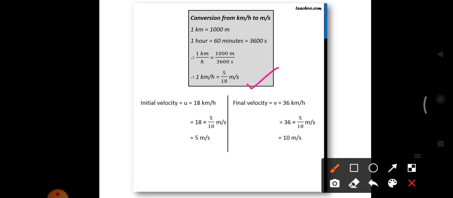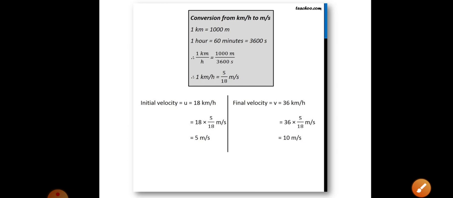1 kilometer per hour is equal to 5 by 18 meter per second. So initial velocity u equal to 18 kilometer per hour. Instead of kilometer per hour, you can substitute 5 by 18 meter per second here. 18 cancel, so 5 meter per second.